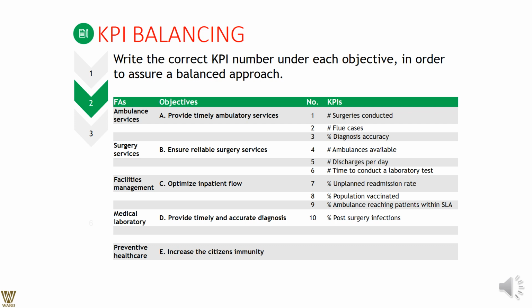Let us continue. Let us start again with the hospital example, wherein the frequently asked questions would be about the ambulance service, the surgery service, and the facility management. So we need to understand the objective. As in ambulance services, can we provide on-time ambulance services? What are the KPI metrics? They can be surgeries conducted, flu cases, diagnosis accuracy. In terms of surgery services, can we have reliable surgery services as an objective? Definitely, probably yes, why not? So we need to understand the discharge per day, the ambulances available, and the time to conduct a laboratory test as the KPI. These are the metrics.